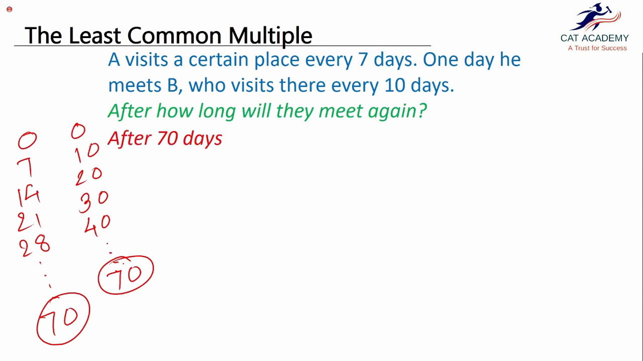Why? Because my observation was this is multiples of 7, this is multiples of 10, and I wanted a number which is a multiple of 7 and a multiple of 10. I wanted a common multiple of both of them, right?